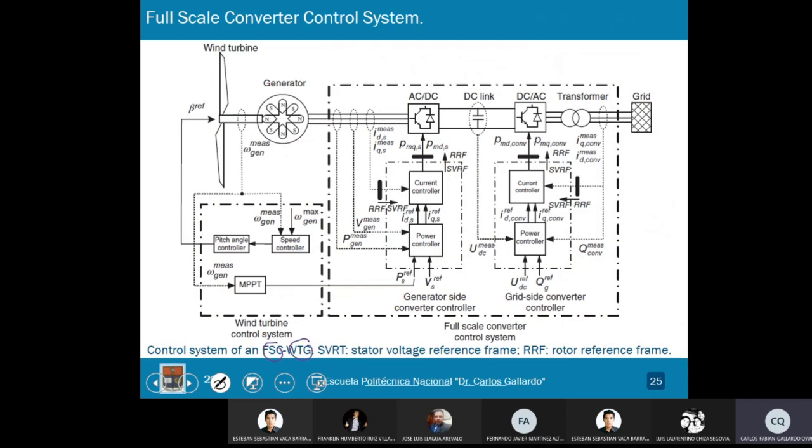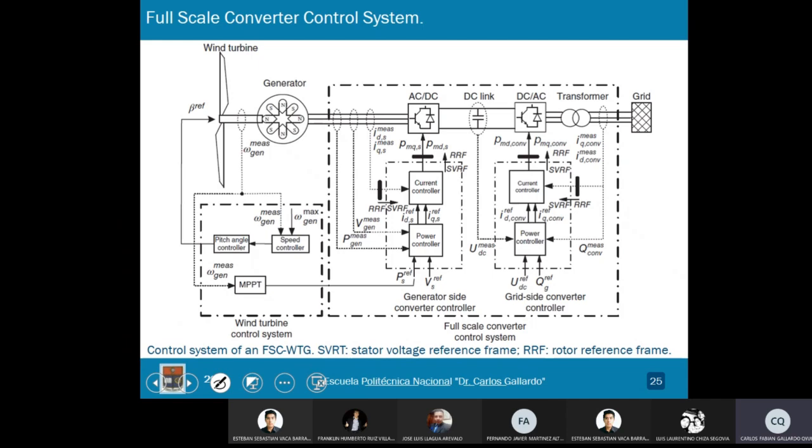In this case, I will have the reference frame SVRT. This is the stator voltage reference frame. And besides, I will have here the rotor reference frame and the synchronous reference frame. In other words, this is the synchronous reference frame. I will have here the stator reference frame and the rotor reference frame. Normally, it's possible to use this notation.